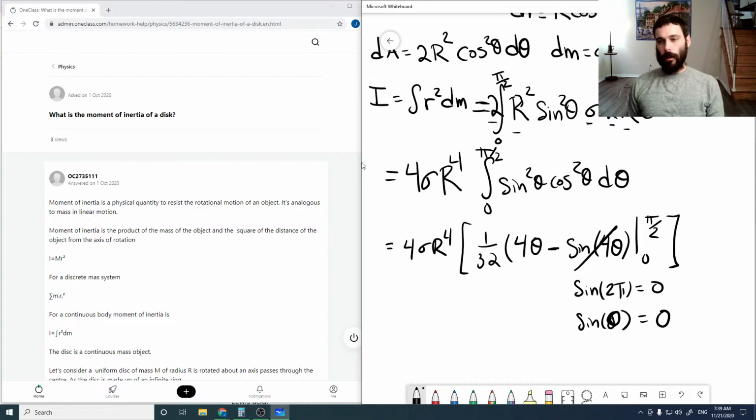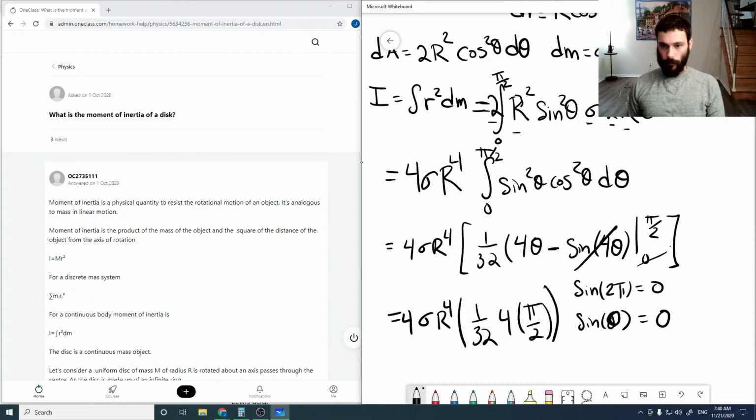And theta, when theta is pi over 2, this will have an actual value, but when theta is 0, that is going to be 0 as well. So that means this end of the expression we don't really need to think of either. So then all that's left is the pi over 2. So that means the whole thing is 4 sigma R to the 4th times 1 over 32 times 4 times pi over 2. And now we can start to pull some things out. So 4 times 4 is 16, 32 times 2 is 64. I'm just going to migrate.